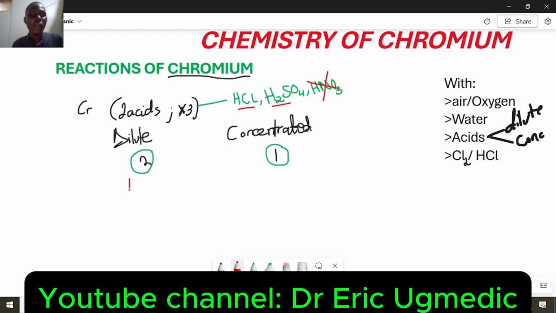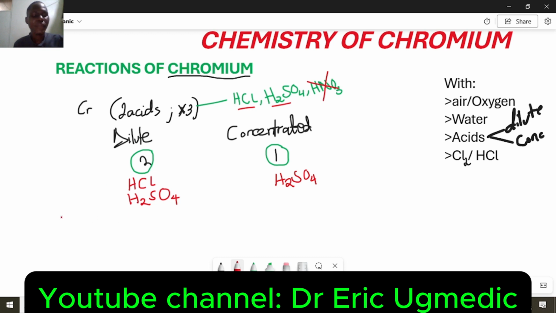So here we shall have HCl, and we shall also have the sulfuric acid in their dilute forms. And then what of this side? It will only react with concentrated sulfuric acid. So that's what I meant by it reacts with two acids 3 times. That's what I meant. So here we can look at the equations.